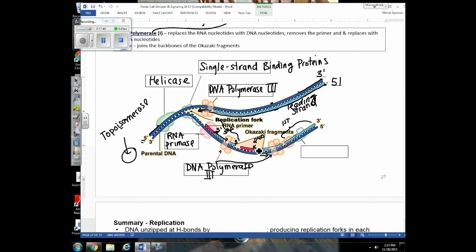And I should add a box for this one right here. So I'm going to add a box because there was a primer there and it's now been taken off. So there's no red there anymore. It's been replaced with those DNA nucleotides. So this is that other DNA polymerase molecule that I mentioned. This is DNA polymerase 1. It's taking off those RNA nucleotides and replacing them with those DNA nucleotides.